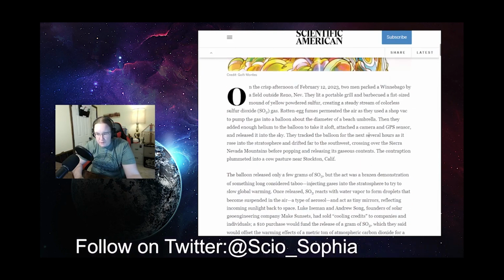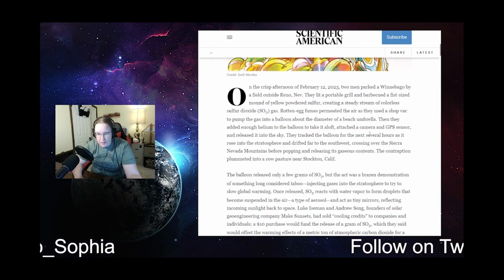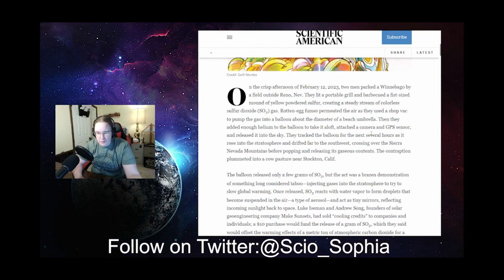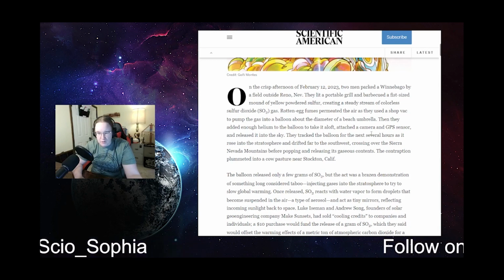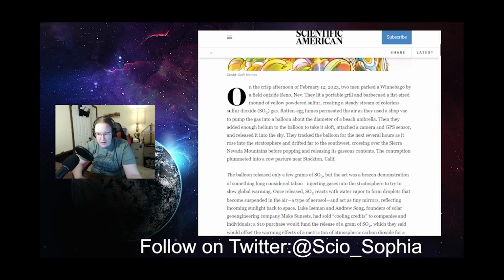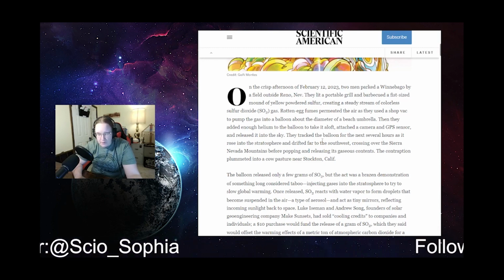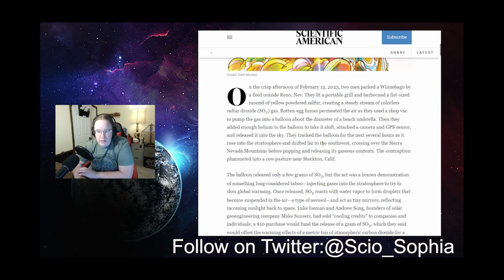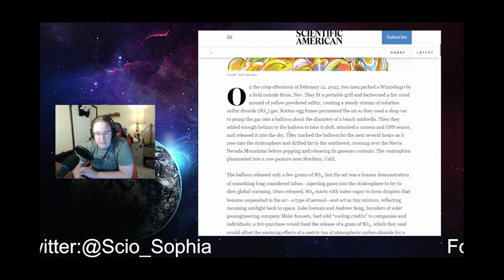On the crisp afternoon of February 12th, 2023, two men parked a Winnebago by a field outside Reno, Nevada. They lit a portable grill and barbecued a fist-sized mound of yellow-powdered sulfur, creating a steady stream of colorless sulfur dioxide gas. Rotten egg fumes permeated the air as they used a shop vac to pump the gas into a balloon about the diameter of a beach umbrella. Then they added enough helium to take it aloft, attached a camera and a GPS sensor, and released it into the sky.